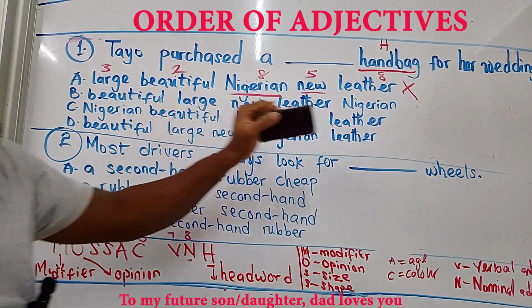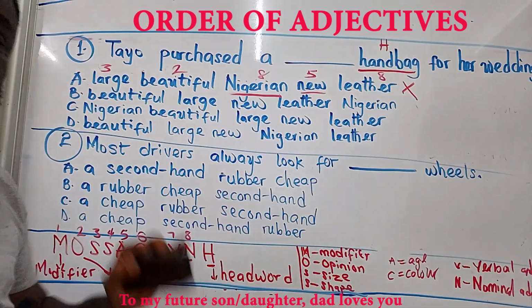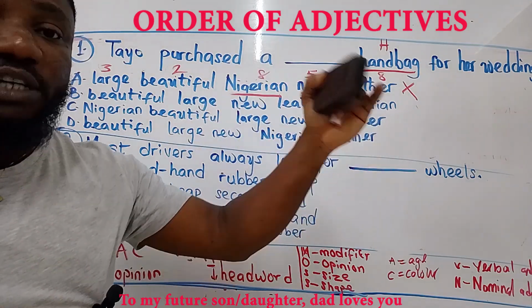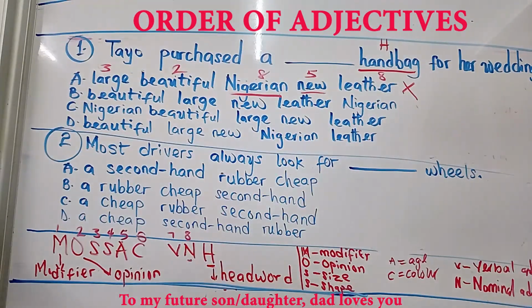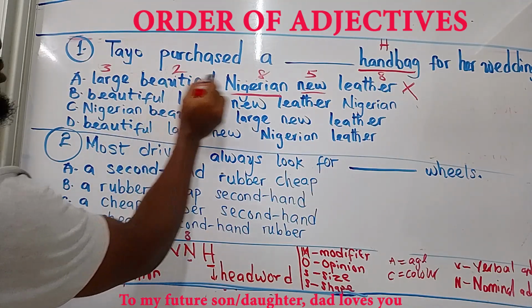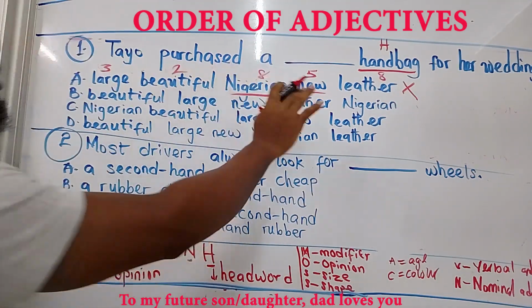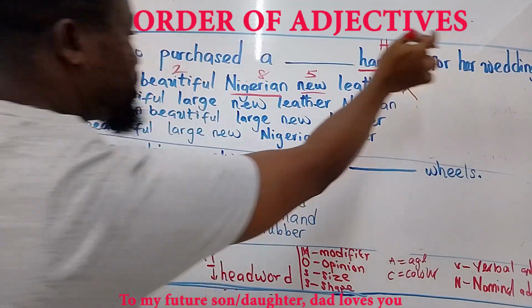Okay. Remember, I did say that under N, we have two types, the origin and the material. The material always comes last, right before the head word. So with this structure, 3, 2, 8, 5, 8, this is a wrong number system. So that's why option A is wrong.